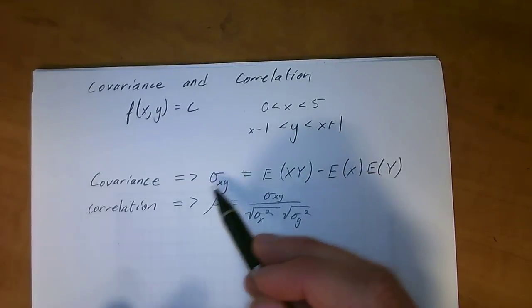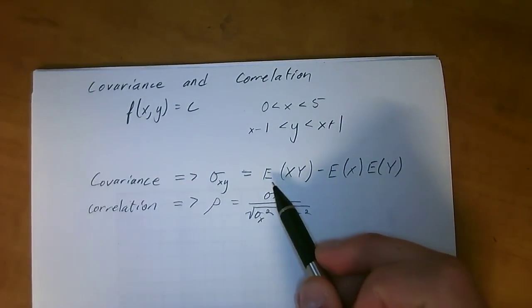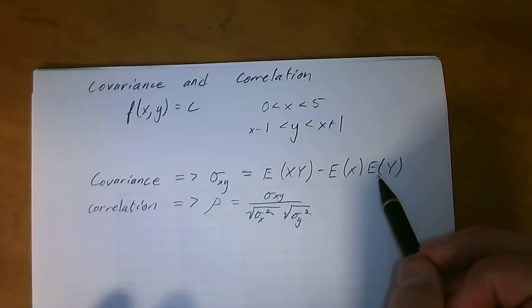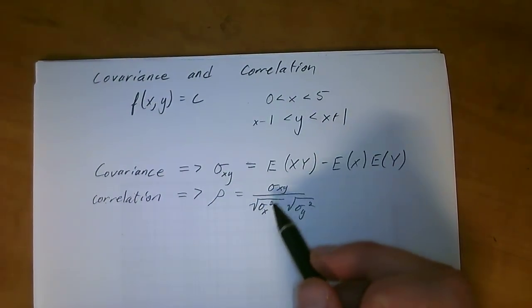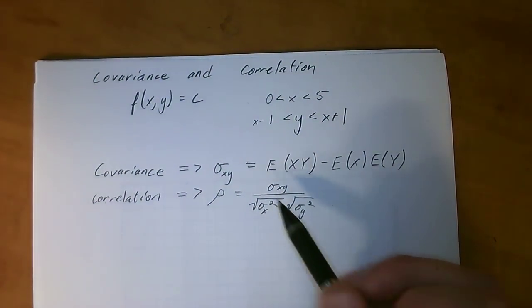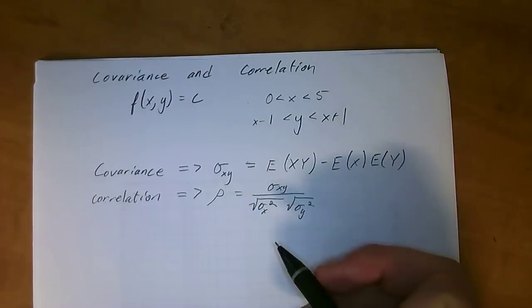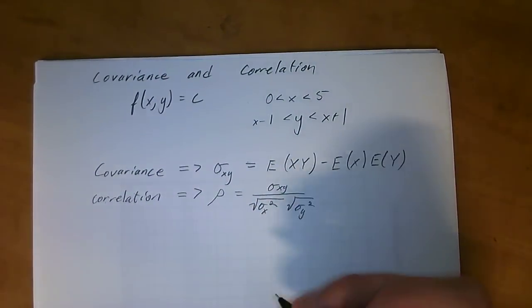Covariance, often shown as sigma xy, is equal to the expected value or the mean of xy, minus the individual means of x and y. And then the correlation is the covariance over the variances, underneath the covariance. Or the standard deviation, however you want to look at that.